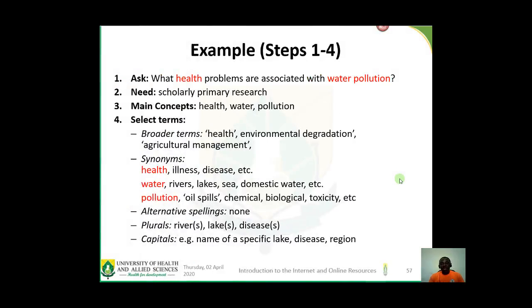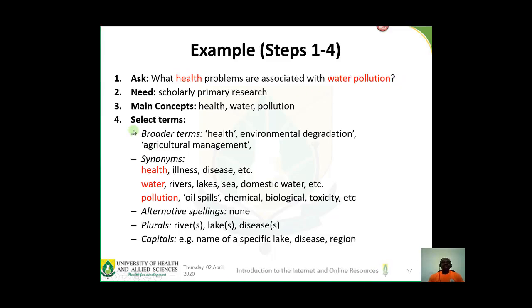So just to revise and give examples of the steps involved, steps 1 to 4, for example, the first one says ask. So for example, what health problems are associated with water pollution? Then you define your need. What kind of information sources do you really want to look into? So you have scholarly primary research, that's fine. Now what are the main concepts? You look at the noun phrases: health, water pollution. Okay, or you can take water apart, then pollution apart.